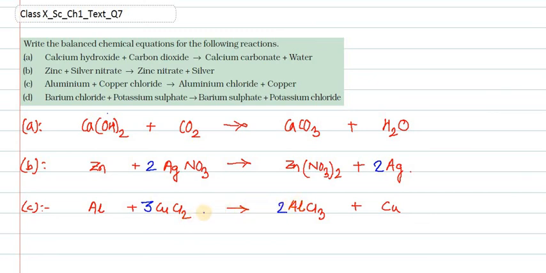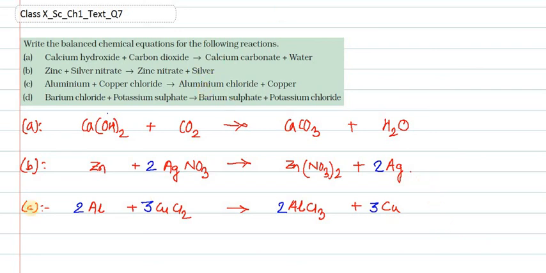Now let's go to aluminium and copper. On the left hand side we have one aluminium, whereas on the right hand side we have two aluminium. So let's put 2 here. So aluminium is balanced. Now we have copper. On the left hand side we have 3 copper. So on the right hand side we should also have 3 copper. Now this equation is balanced.